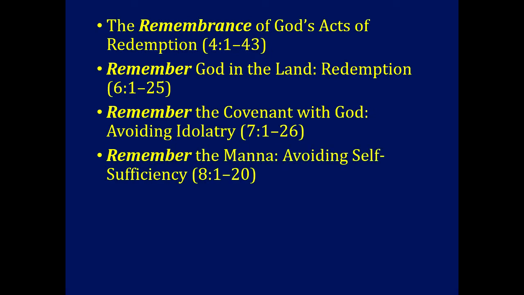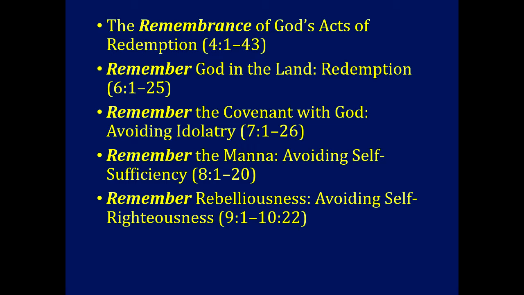In chapter 8, verses 1 through 20, remember the manna, avoiding self-sufficiency. In chapter 9, verses 1 through 10:22, remember rebelliousness, avoiding self-righteousness. God reminds them through Moses just how He selected them out of all the nations of the earth. He chose them, and it wasn't because of anything in and of themselves. It wasn't because they were a mighty nation. It wasn't because they were righteous. It wasn't because of anything other than God's sovereign grace. And that is an overriding theme that permeates all of Scripture from Genesis to Revelation, the sovereign grace of God.